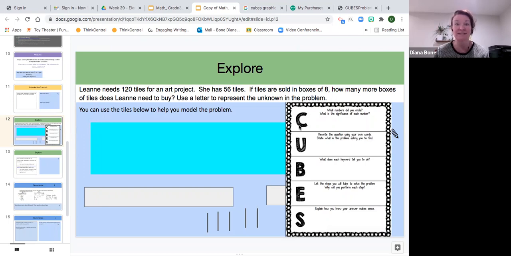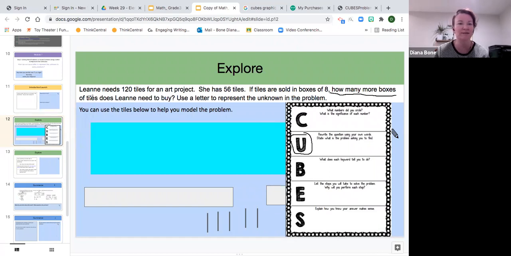So let's go through the steps of this problem-solving process. C is for circle, U is for underline, B is for box, E is for evaluate, and S is for solve. I know this seems kind of foreign because the C is the first letter, but I actually teach my kids to underline the question first. So that's what the U is.